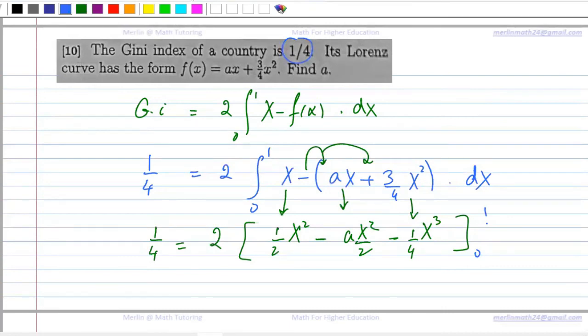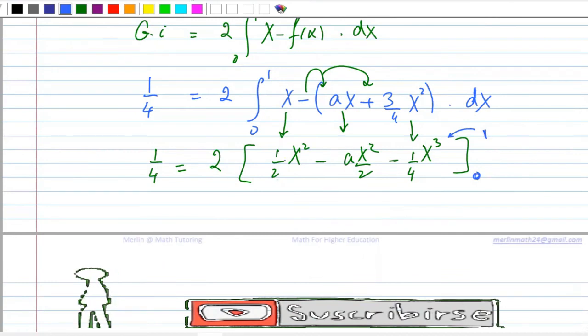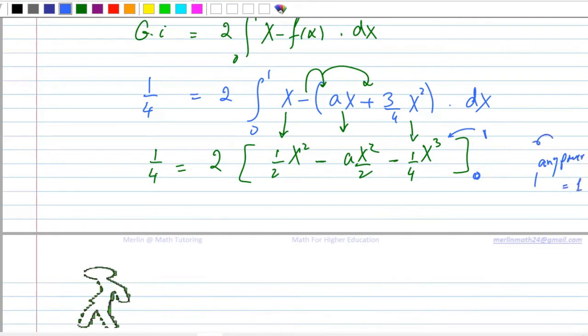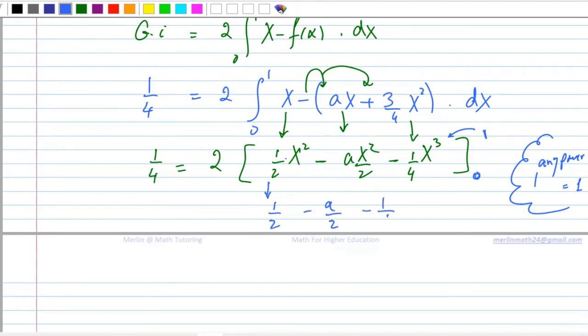Now you can deal in numbers. You can put those values first, or you can get the 2 in first. It's up to you. But I prefer to finish all that part and then simplify, because you want to find a. No x's would remain if you plug in the 1 and the 0. If you plug in a 1 in each x, 1 to any power is a 1, right? So the coefficient stays. So it's a half minus a over 2 minus 1 over 4. When you put a 0, it's a big 0, so that you can neglect.